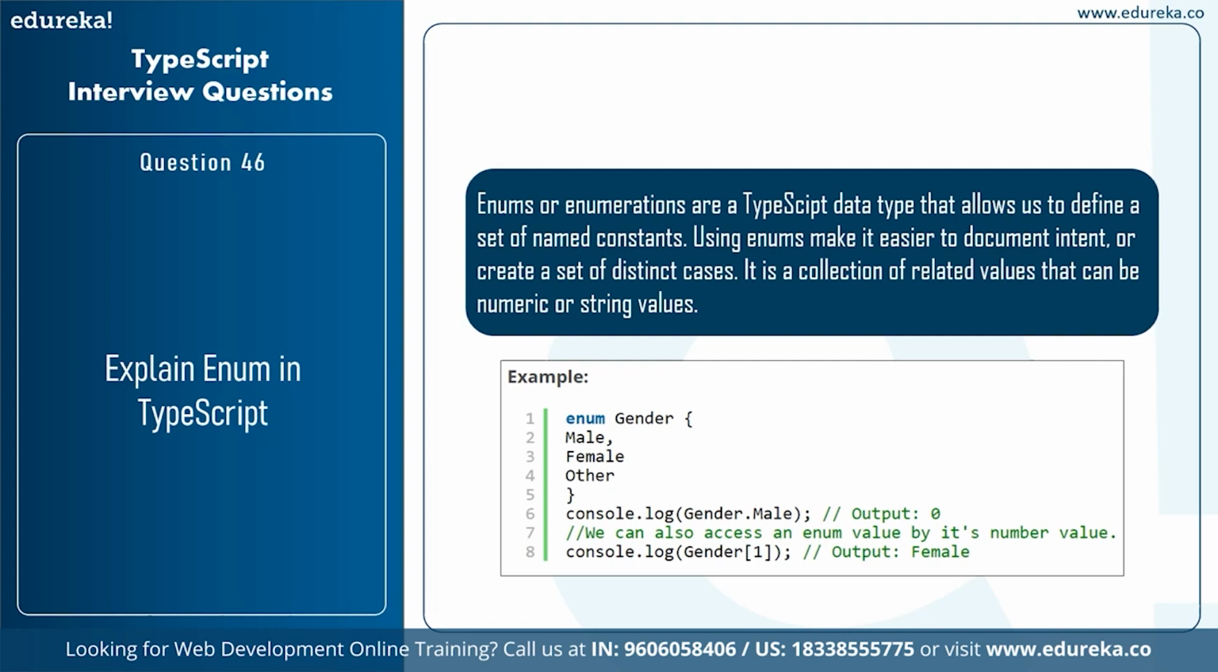Now, when we take the output for Gender.Male, it will give you the location, or how we can access an enum value by its number value as well. If we just take Gender.Male, it can give you the output as 0. Or we can just take Gender[1]. Here male is 0, female is 1 and other is 2, so this will give you the output as female. So this is basically how you can access an enum value. We can either take it with its name or specify its number value. So this is how enum works in TypeScript.